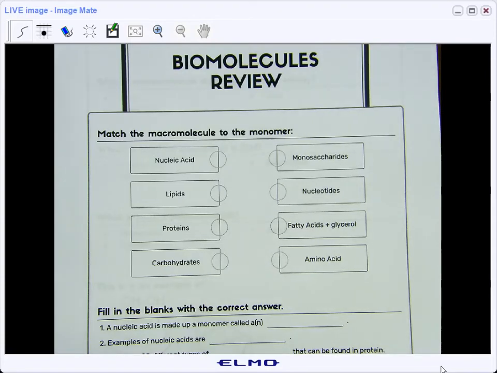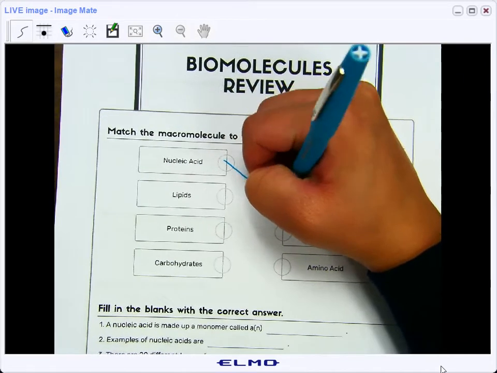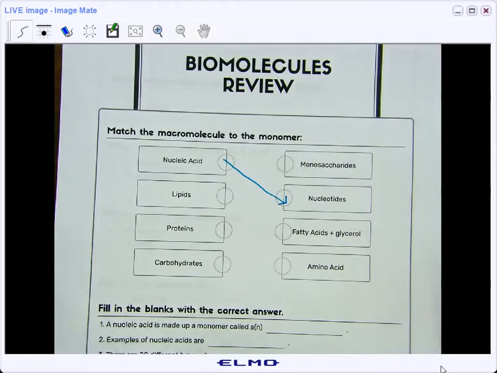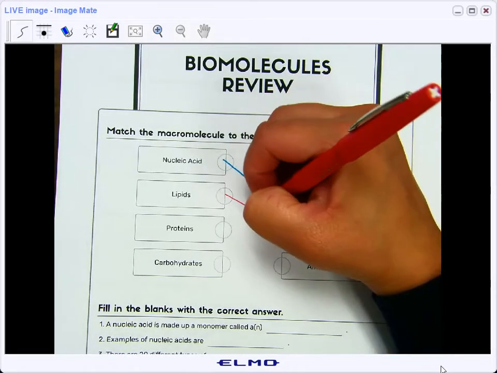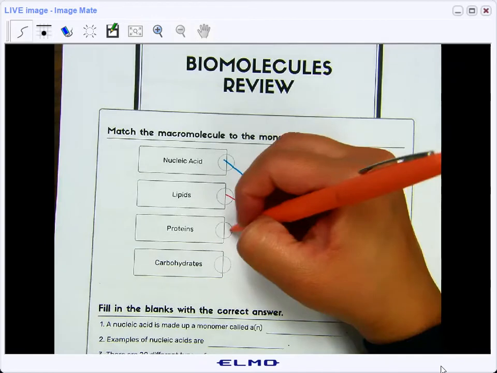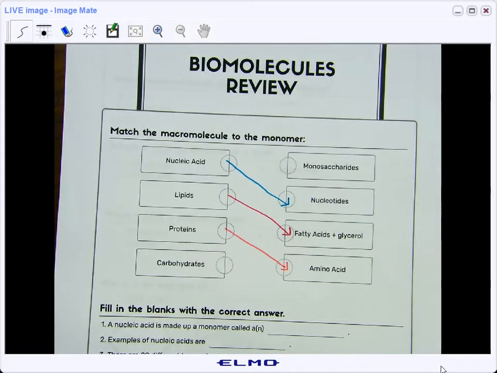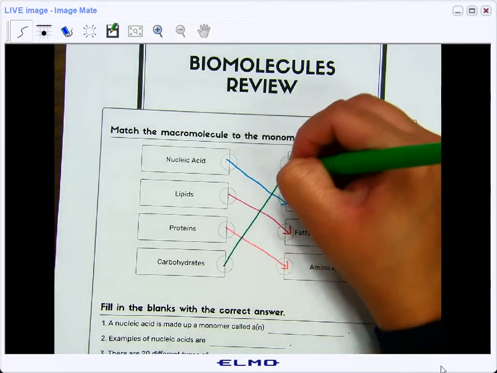All right, so this is our biomolecules review. Your nucleic acids go to nucleotides. Your lipids go to fatty acids and glycerol. Your proteins go to amino acids. And finally, your carbohydrates go to monosaccharides.